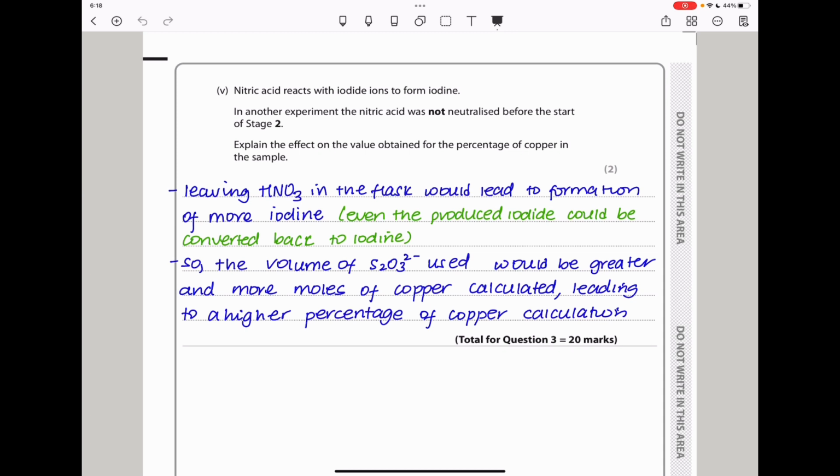So in this case, you'll require more thiosulfate, and then you would predict a higher number of moles of copper, and therefore a higher mass of copper present, and the percentage by mass would be a little bit higher. So this brings us to the end of question 3. Let's go to question 4.